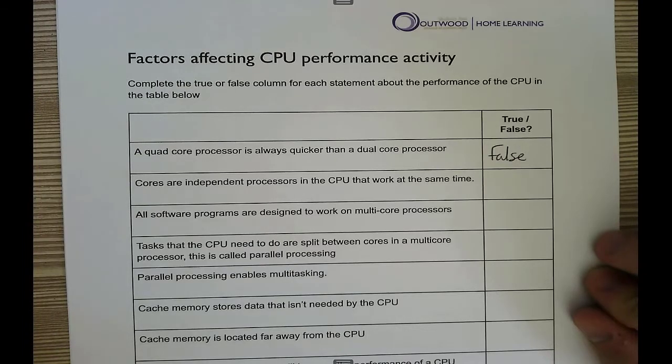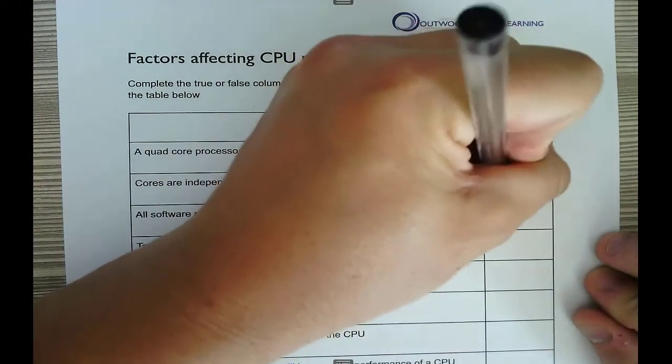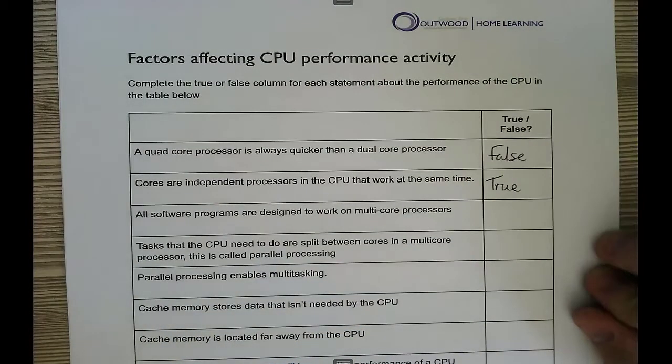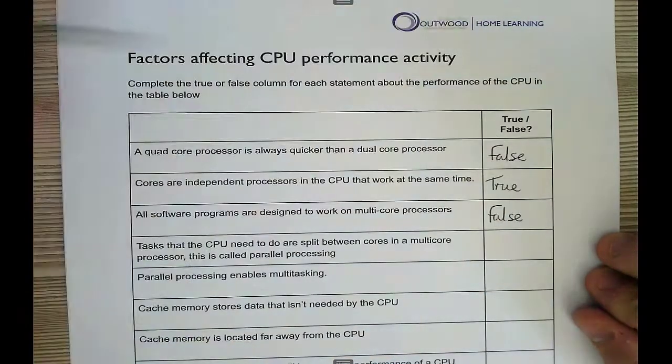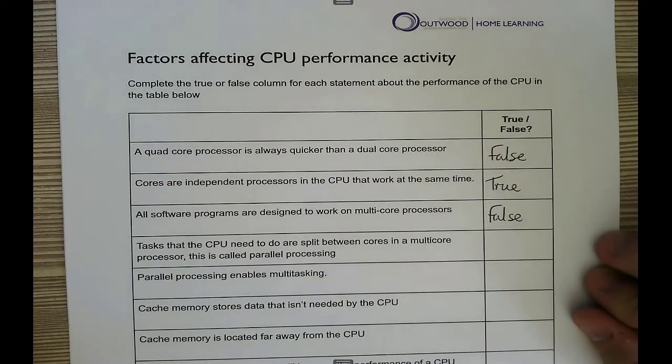So cores are independent processors in the CPU that work at the same time. Well, that's true. Okay, so if you've got a dual core processor, it's effectively got two processors within that can work independently of each other. So then we've got all software programs are designed to work on multi-core processors. Well, that's false, and therefore that is a limiting factor on the number of cores improving the speed.